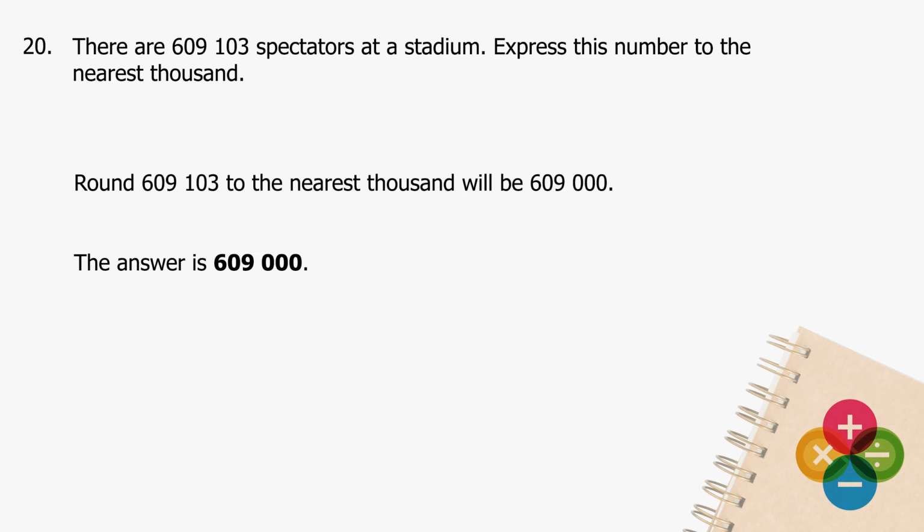Question 20. There are 609,103 spectators at a stadium. Express this number to the nearest thousand. Round 609,103 to the nearest thousand will be 609,000. The answer is 609,000.